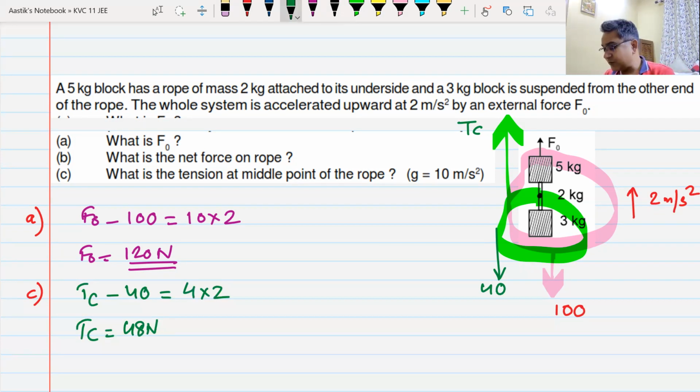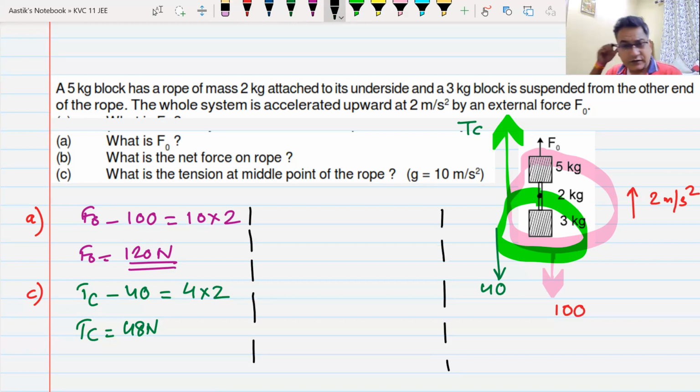Anyone got the answer for 48 newtons? Yes, I can see some hands being raised. Now the only part which no one tried was the net force on the rope. How do you get the net force on the rope?